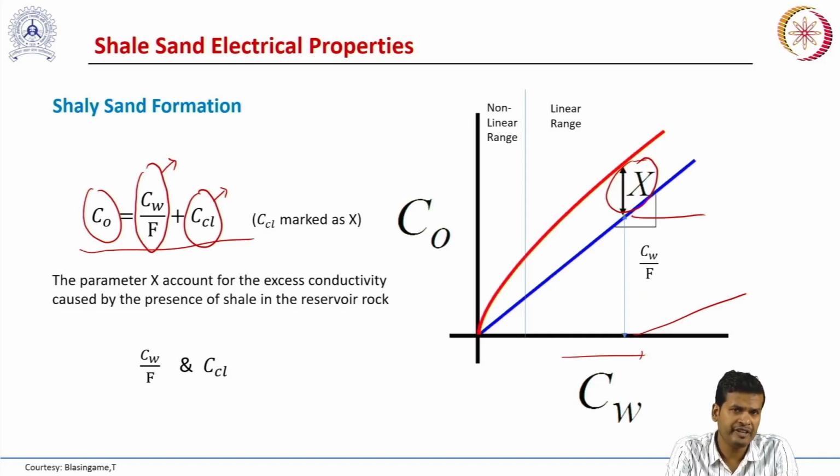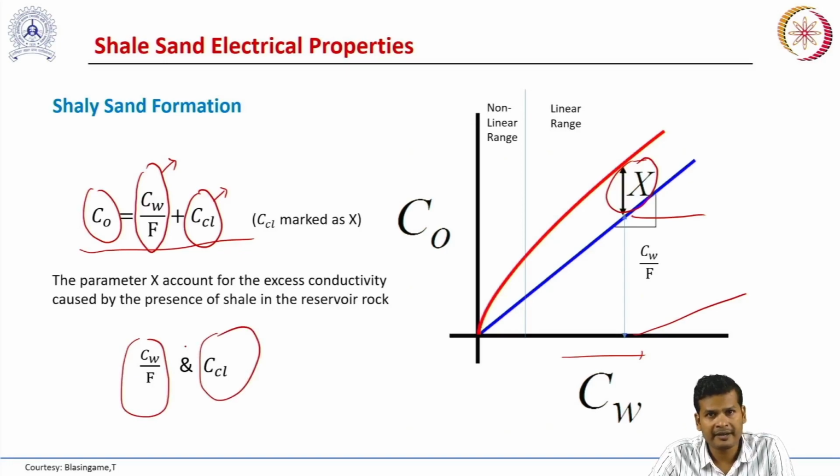So whether the shale conductivity or the clay conductivity offered by the clay material will be more prominent, or the conductivity provided by our formation fluid inside pore spaces will be more dominant, will depend upon the relative values of Cw by F and the conductivity provided by the clay, that is Ccl.